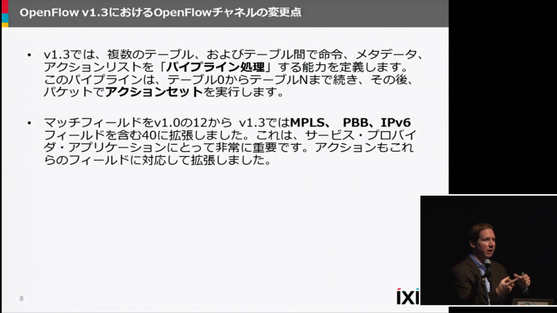So it adds MPLS header, provider backbone bridging, VLAN stacking is supported, or Q-in-Q. IPv6 is supported. So you have 40 header fields that you can match on and various actions, but of those, only 13 are mandatory. 27 are considered optional. So again, it's important to understand what fields the device supports.